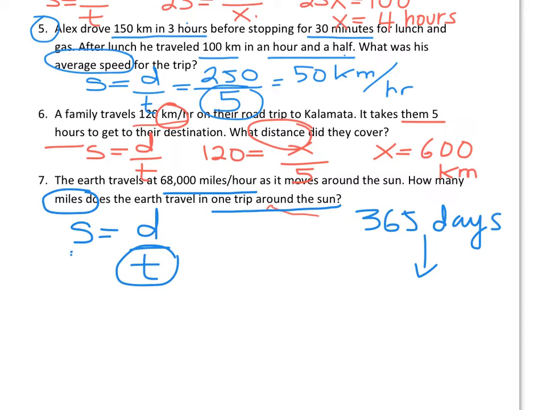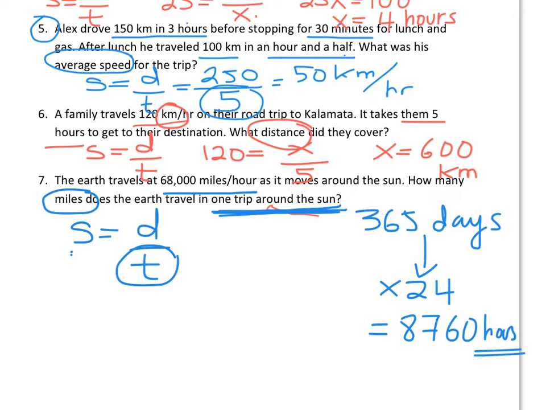So if we do 365 days times 24 gives us 8,760 hours. Okay, so we've just transferred this. We've just come up with our time. We know our time, it's 365 days, but we need to convert that into hours.